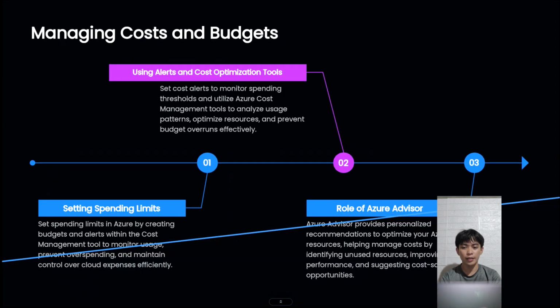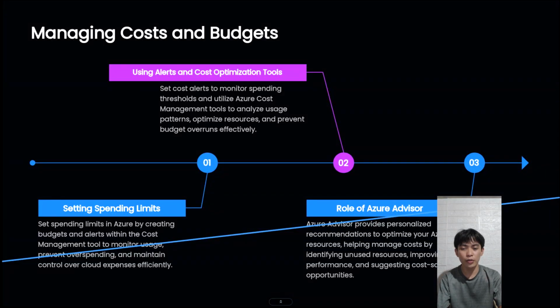Managing costs and budgets. Number 1. Setting spending limits. Set spending limits in Azure by creating budgets and alerts within the Cost Management tool to monitor usage, prevent overspending, and maintain control over cloud expenses efficiently.